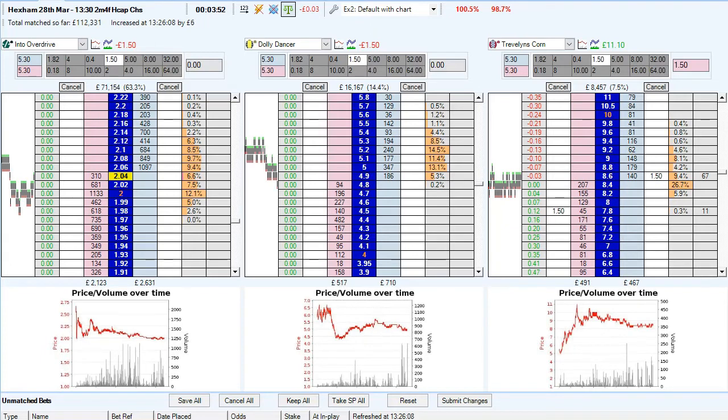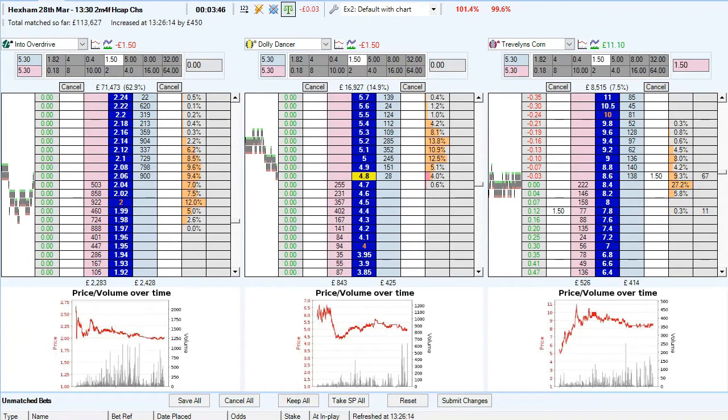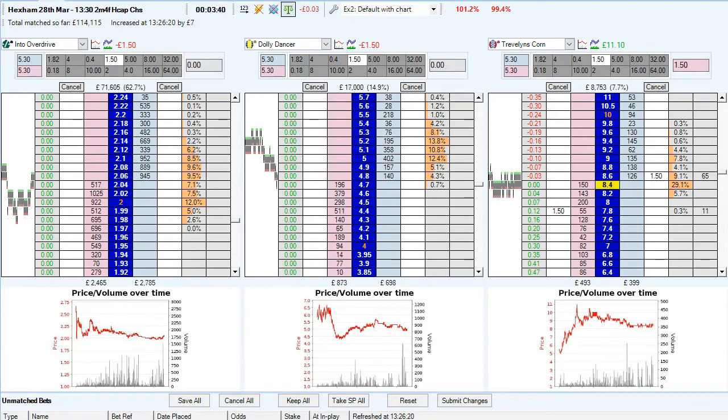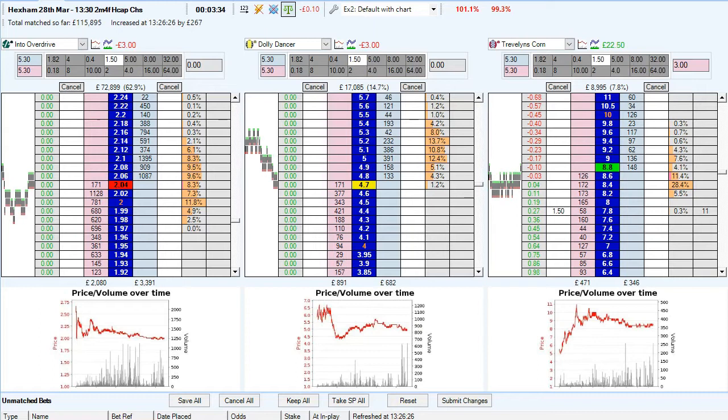So we just see. I'm a little bit ahead now. There's money there, but I don't know. We'll just wait and see what happens. So this is all about feeling your way through the market.